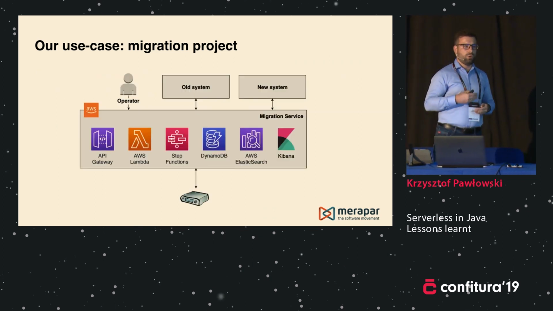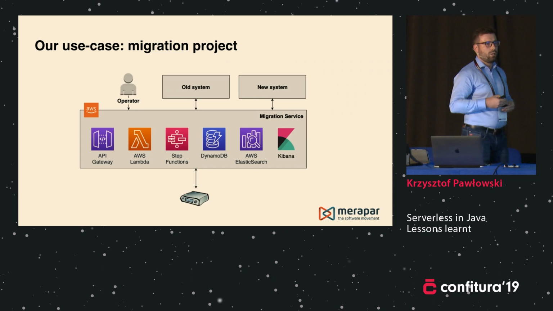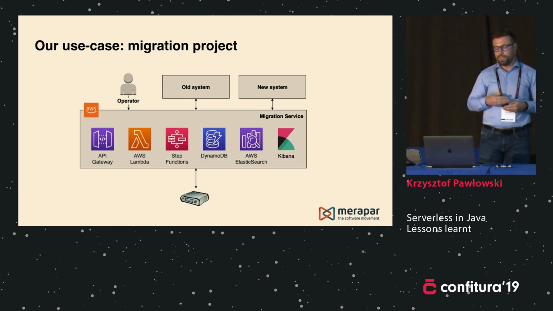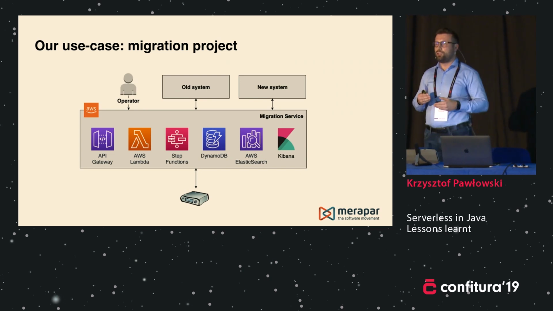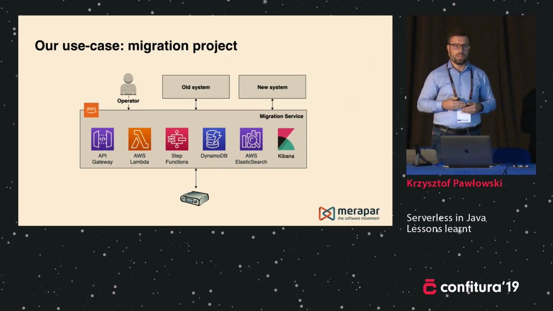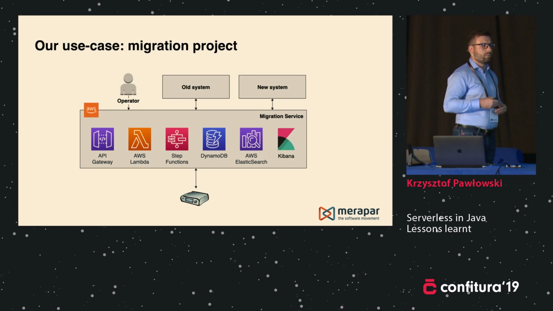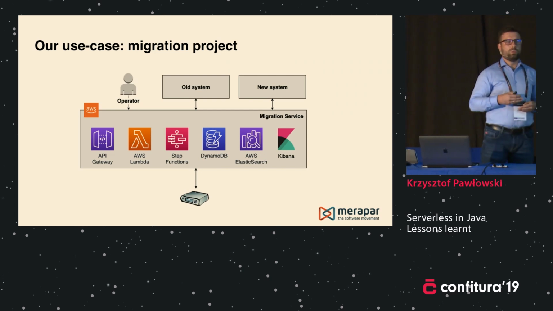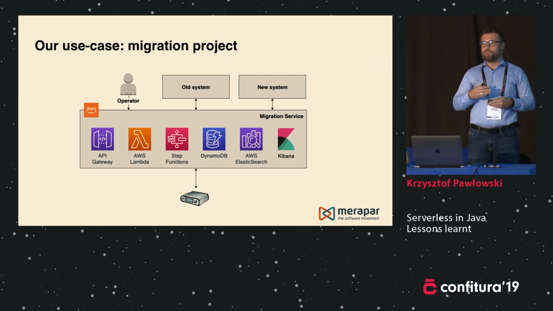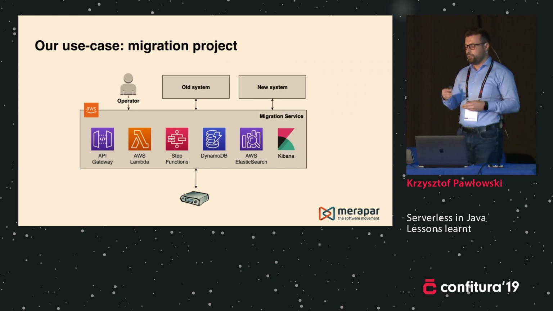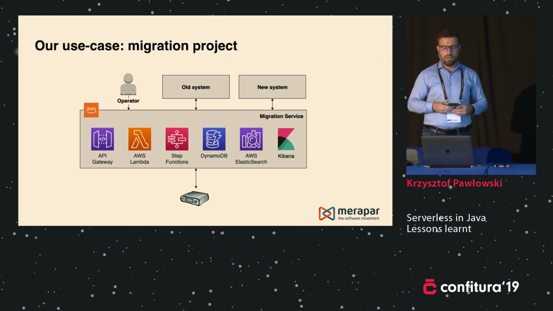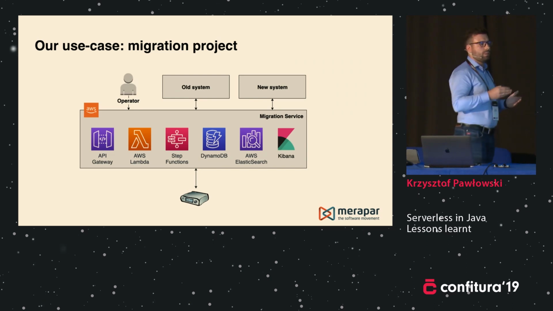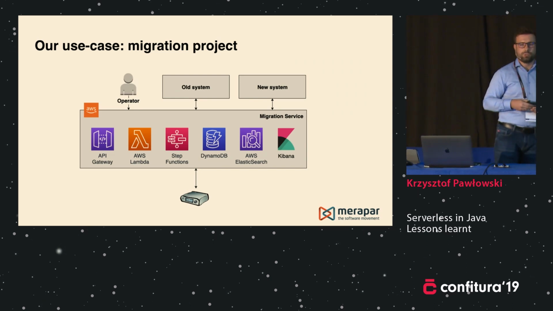And we decided to go for a serverless solution, where we implemented a service called migration service, where the core of this service was AWS Step Functions. AWS Step Functions is basically a service which enables you to define a workflow, because the migration is some kind of workflow, and you can define the steps which need to be taken in order to migrate the user.